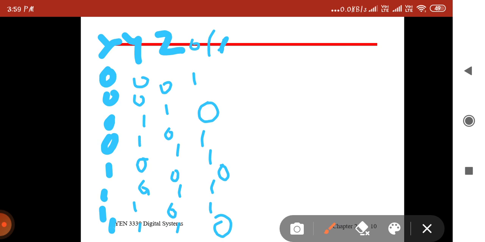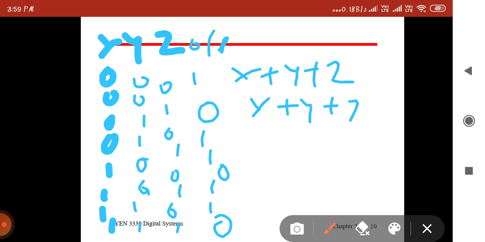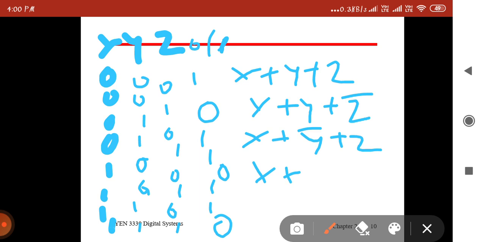This is the output, and it can be written like that. X plus Y plus Z. X plus Y plus, where there is a 1, a bar must come: Z bar. X plus Y bar plus Z. Can be written like that. Yes. Next is X plus Y bar plus Z bar.